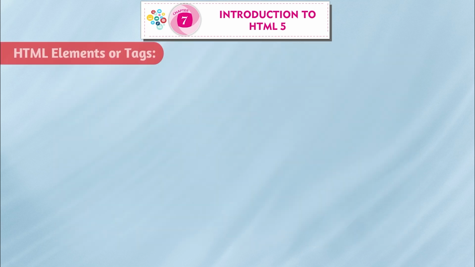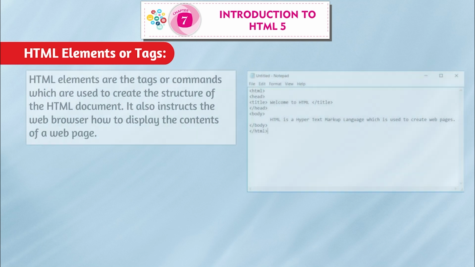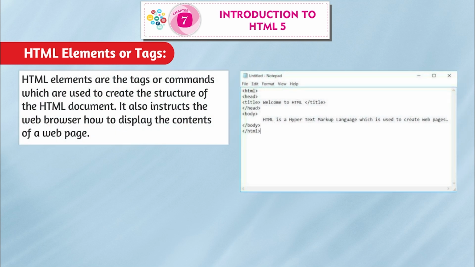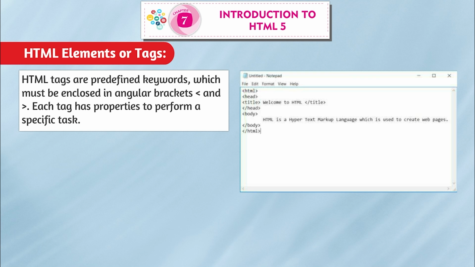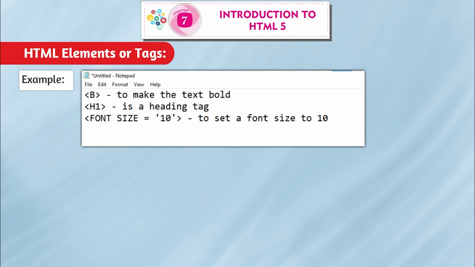HTML elements or tags. HTML elements are the tags or commands which are used to create the structure of the HTML document. It also instructs the web browser how to display the contents of a web page. HTML tags are predefined keywords which must be enclosed in angular brackets, and each tag has properties to perform a specific task. Example: B to make the text bold, H1 is a heading tag, font size=10 to set a font size to 10.